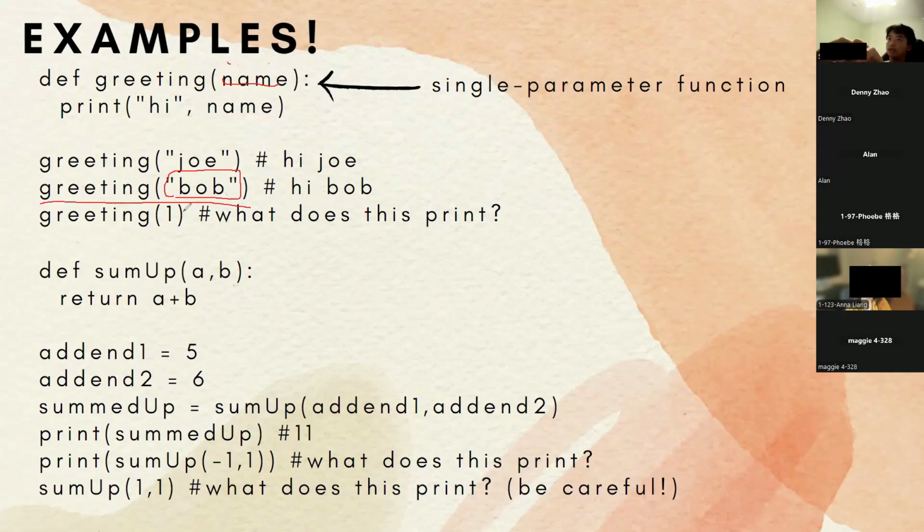So if I give it greeting one, what will it print? Will it print hi Bob, hi Joe, something else? It will print hi one. Why? Because now name has a value of one, the number one. This parameter has a value of one, so we're going to print hi, comma, one. So hi one. Does this make sense?